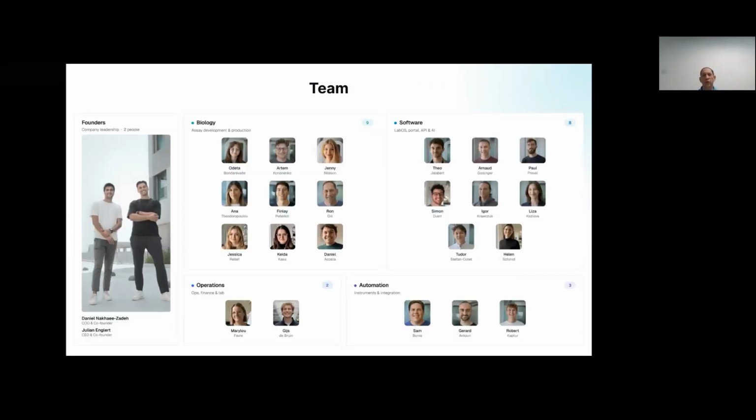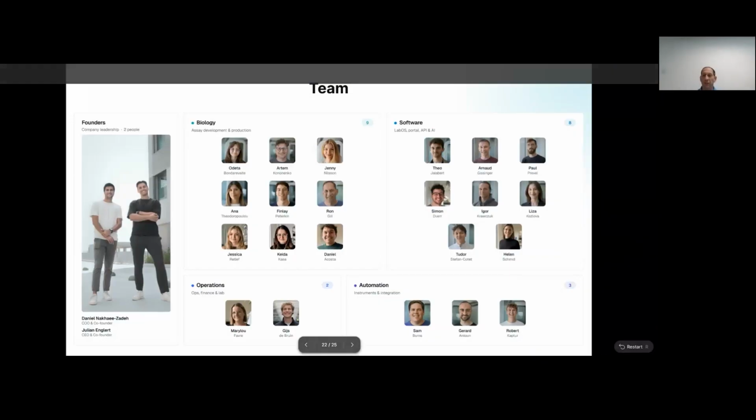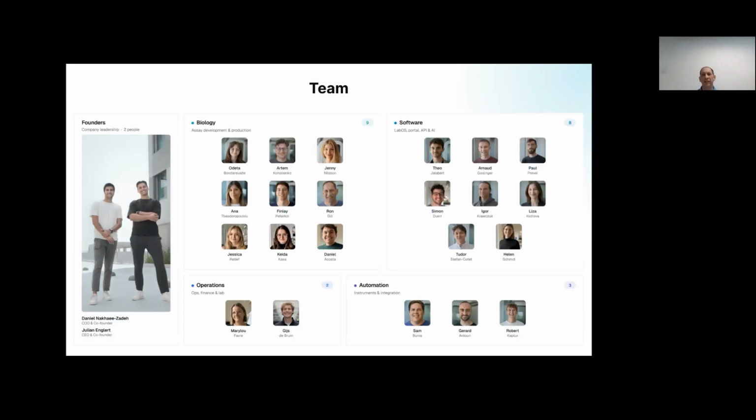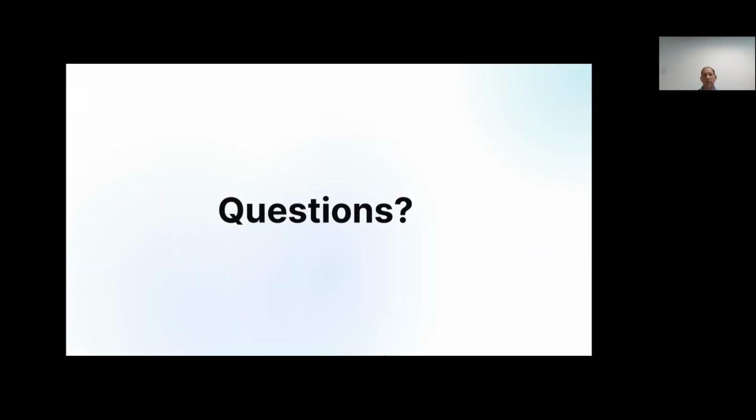And all of this, of course, was not done by me. We have a relatively large team. We have around 25, sorry, 15, around 25 people today. And half of them are in the biology, running the lab and developing new assays in the lab. And half of them are developing the software and automation that helps the biology people run many more experiments than in a normal lab. With this, I will end.